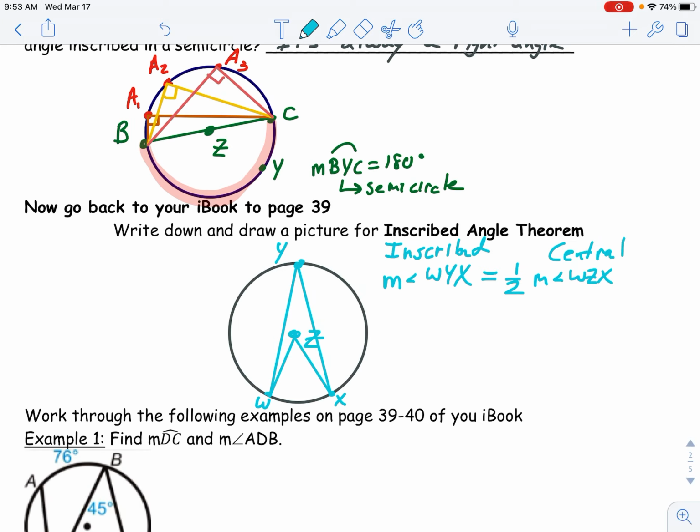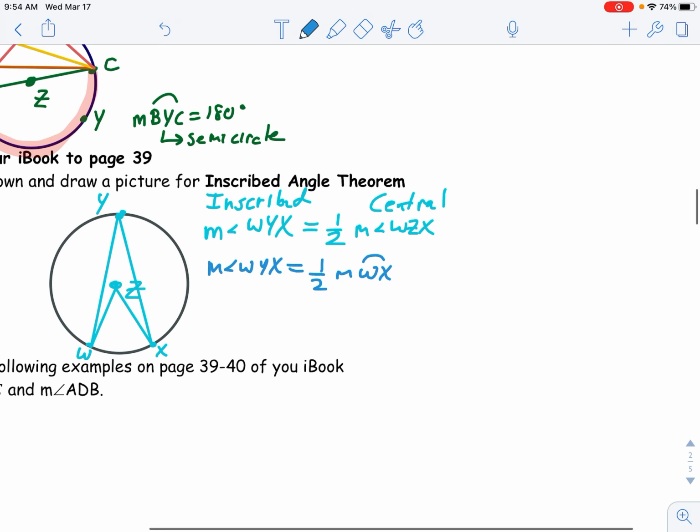That's a fact about it. Furthermore, we could also write the measure of angle WYX equals half the arc measure of WX. That's what's going on right there. Basically, an inscribed angle is half the central angle. And then there's a couple other things we could write. We could write 2 times the measure of the inscribed angle equals the central angle.